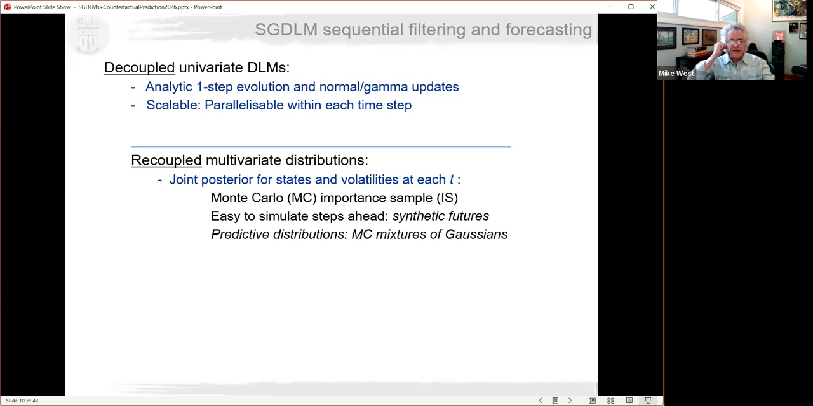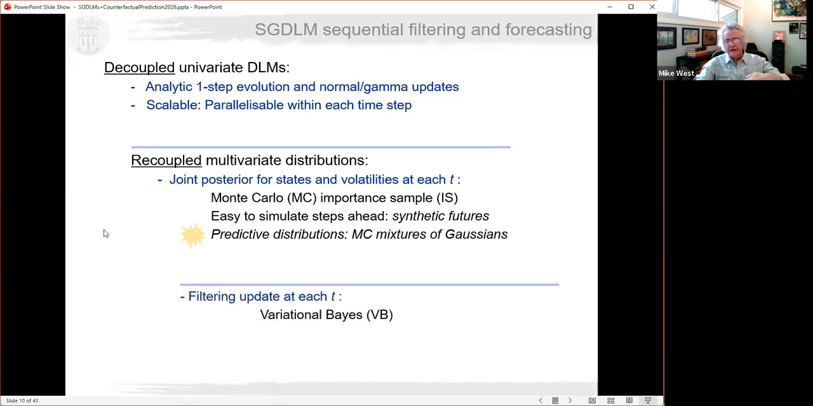And part of this exploits the fact, and we'll come back to this, that the 1 step, 2 step, 3 steps ahead forecast distributions conditional on all of the parameters are Gaussian. Therefore, mixing over the Monte Carlo samples of parameters turns them into mixtures of Gaussians. Easy to analyze, easy to simulate.